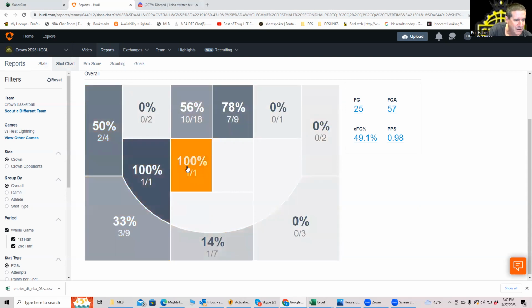This area here is death. This is what reduces efficiency. This is what puts you at a disadvantage. So right off the bat, this is a very, very strong, very, very good start.